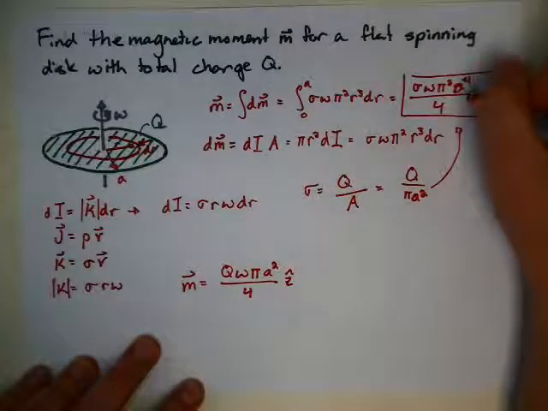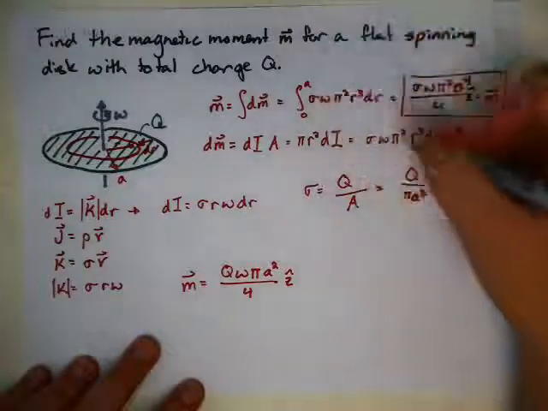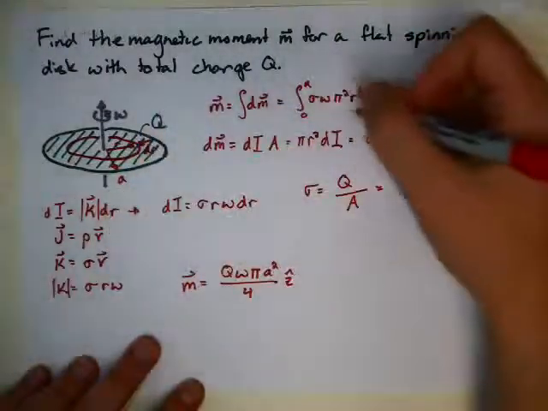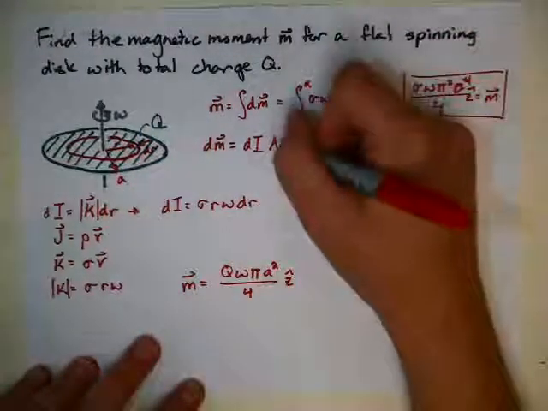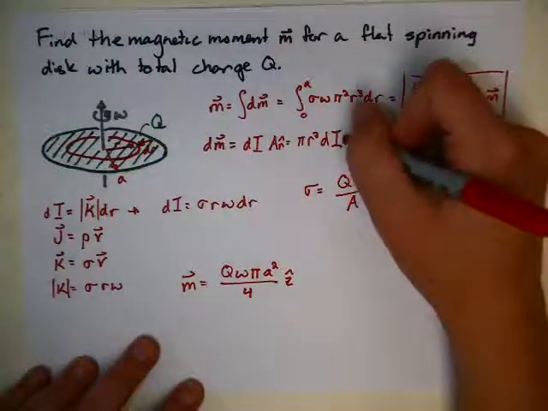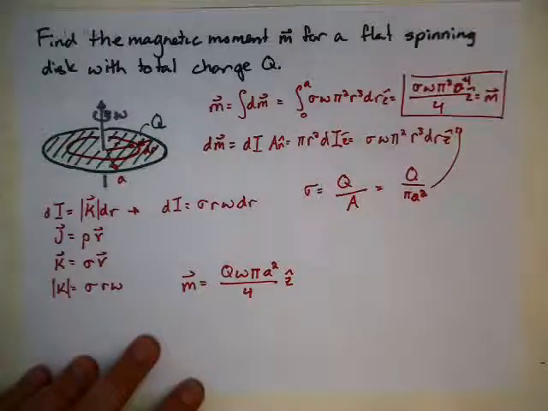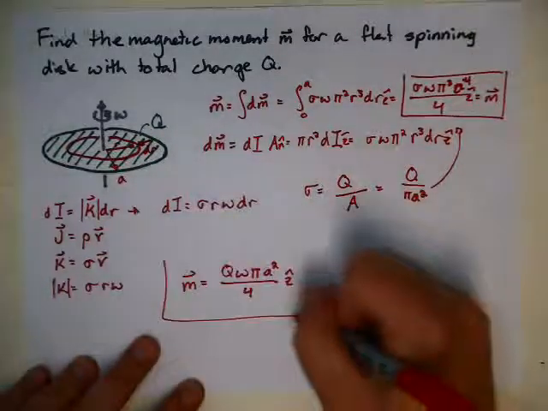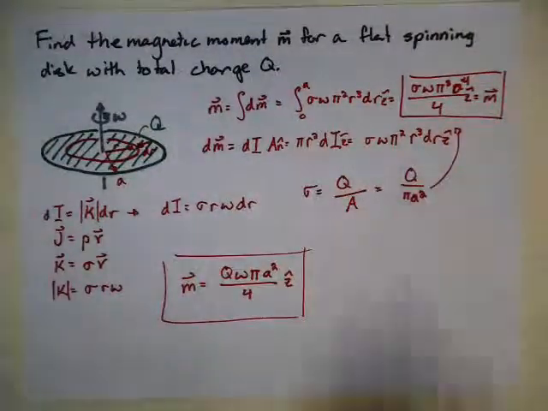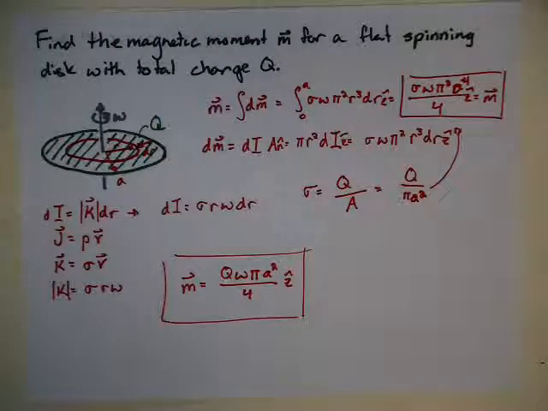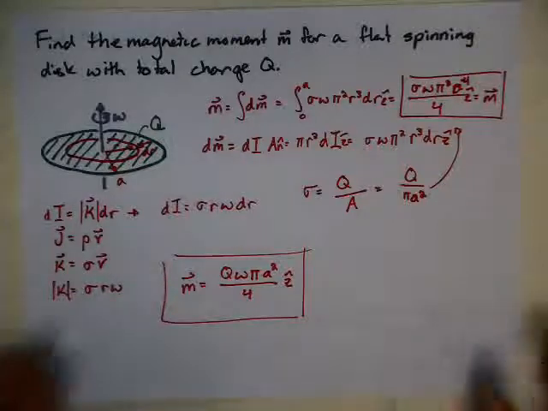I missed the direction part of that. This is in the z hat direction. And so that is the magnetic moment for a spinning charged disk of total charge Q.